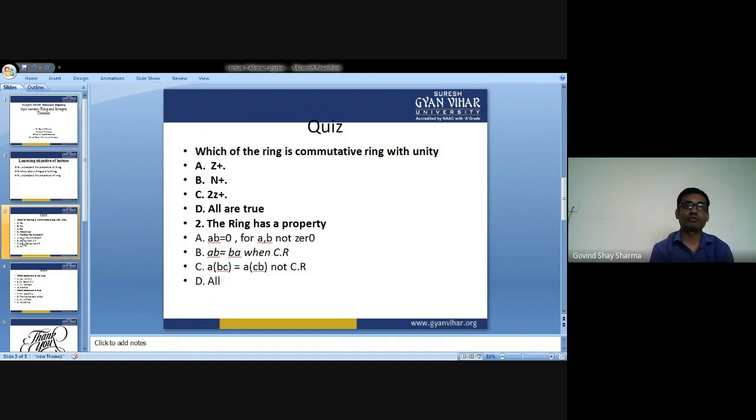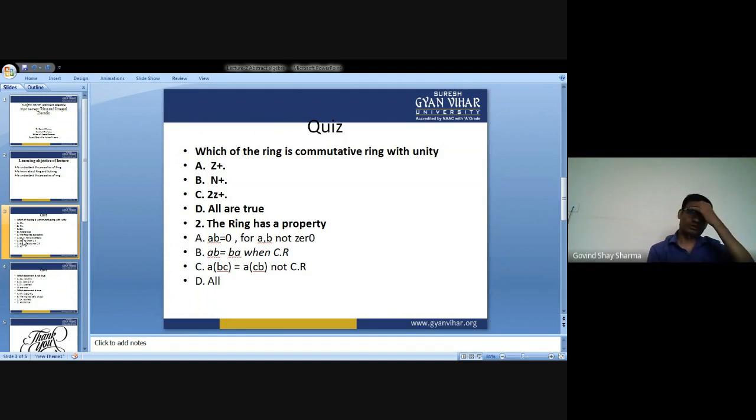Now come to (Z, +, ·). It is a commutative ring, because the commutative law is followed under multiplication. Both Z and 2Z are commutative, but with unity, 2Z has no identity element for multiplication. The multiplicative identity element is 1, and that is not in 2Z. So the right option is (Z, +, ·), which is a commutative ring with unity.